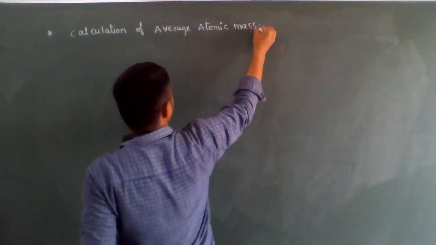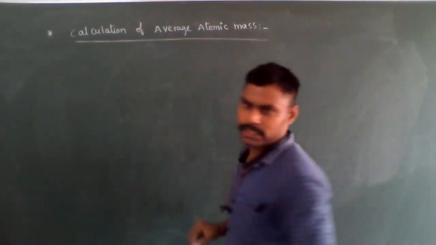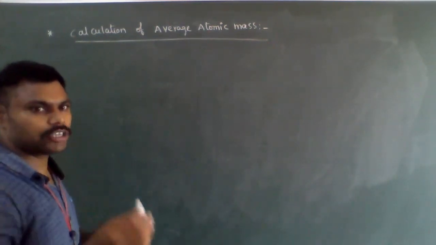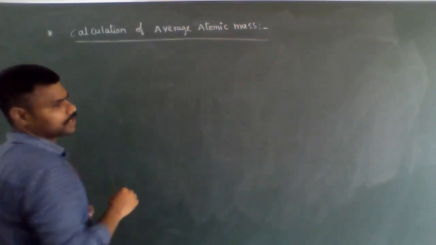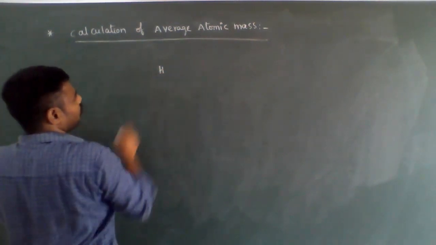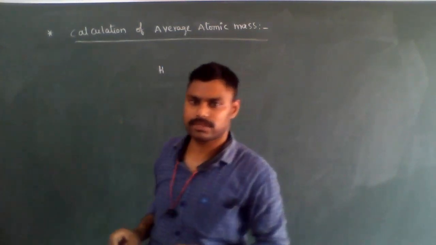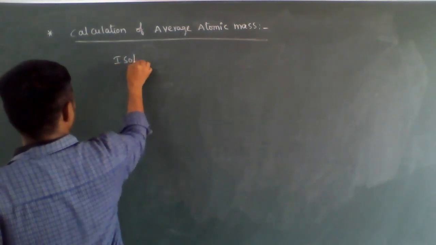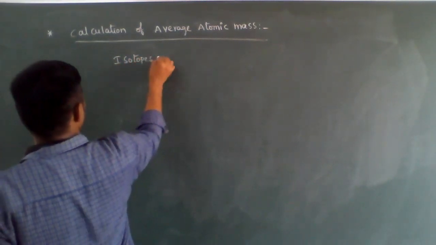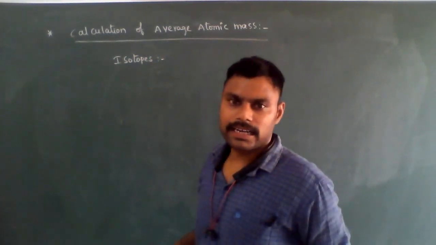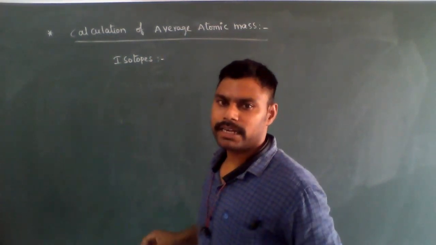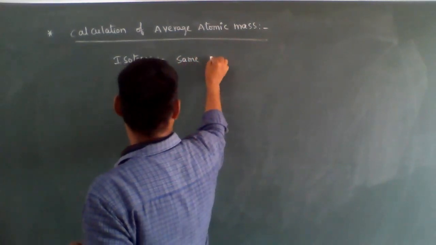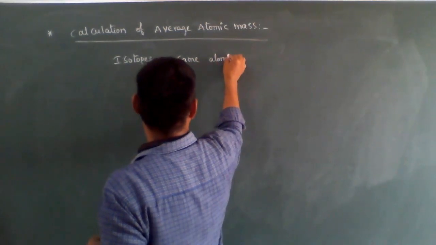Why is this average atomic mass concept introduced? We know very well that in nature, hydrogen exists in 3 isotopic forms. What is the meaning of isotopes? Isotopes means the atoms which have the same atomic number but different atomic masses.